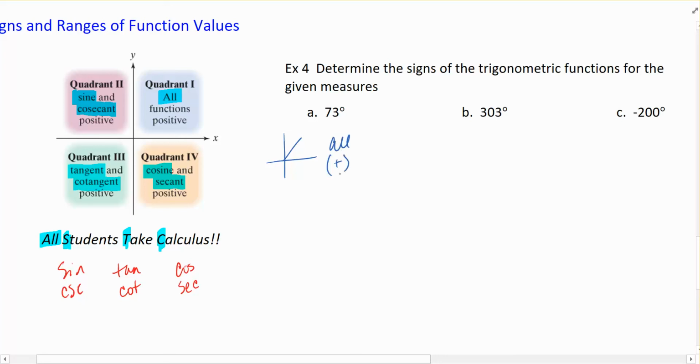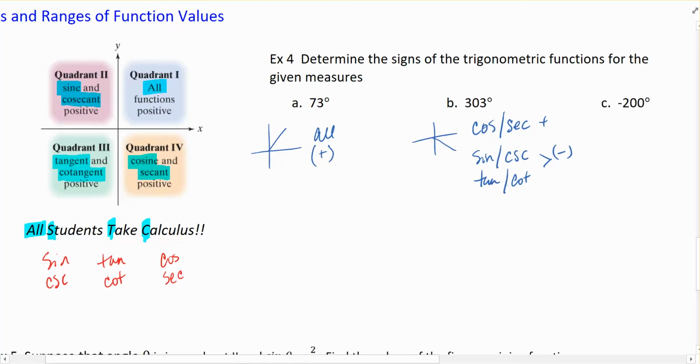So let's move on to B, 303 degrees. 303 degrees falls down here in the fourth quadrant. So only cosine and secant are positive, and then sine, cosecant, tangent, and cotangent would be negative. So we'll finish this off by looking at this last one at negative 200.